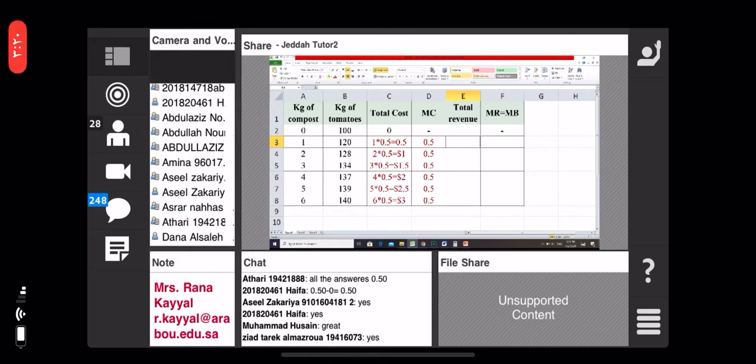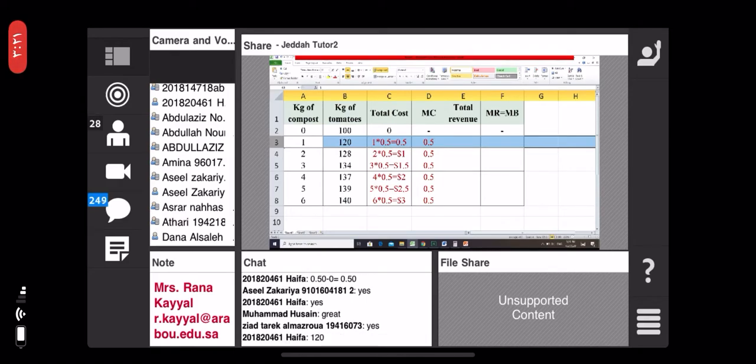how many kilos of tomato will you sell here? How much tomato will I sell? Correct. Total revenue equals 36. How did you get the 36?